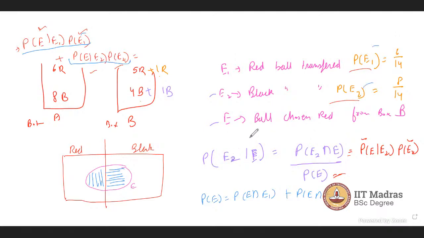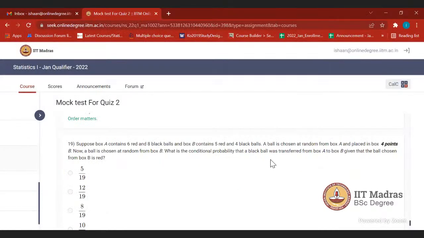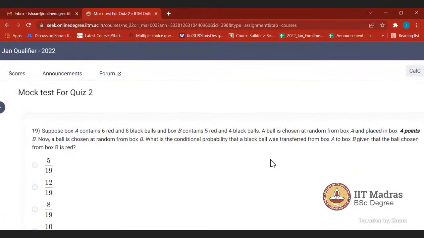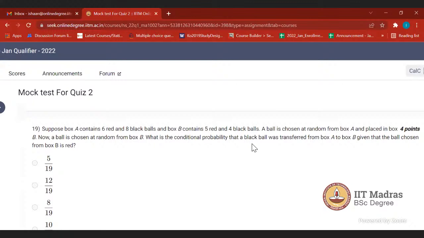Sir, actually in the last line I can't understand what exactly the question is asking. Actually, every question I am solving with 3 methods, so I am unable to understand. It's saying what is the conditional probability of black ball transferred. This line is not giving any clarity on what exactly it is asking. It's straightforward. It's black ball transferred from box A to B. You have to find the probability of this, given that from box B, a red ball is chosen.